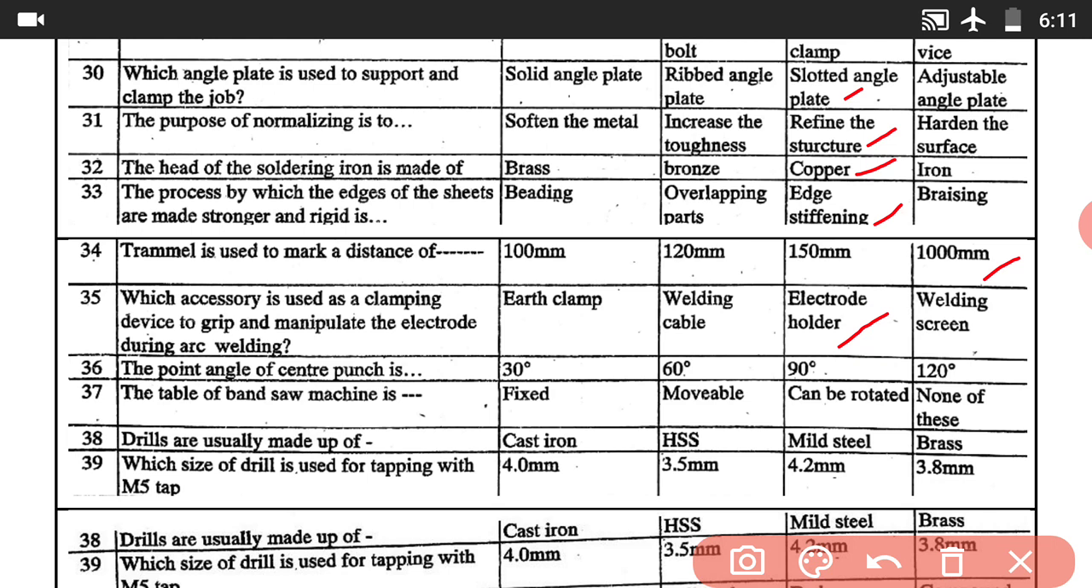Question number 36. The point angle of a center punch is dash. The answer is 90 degree. Option C is the correct answer.